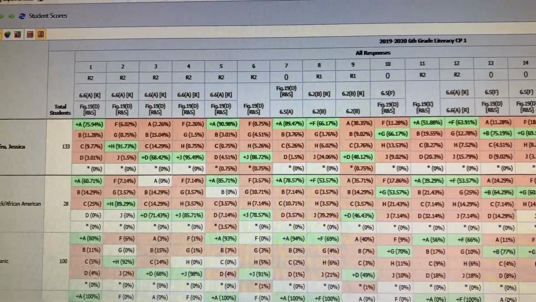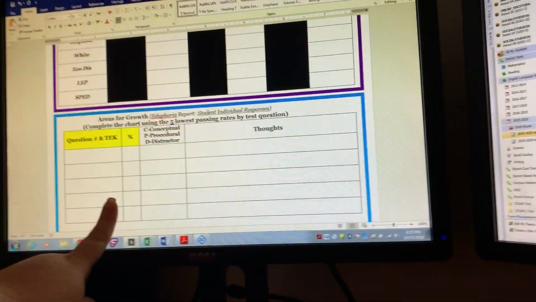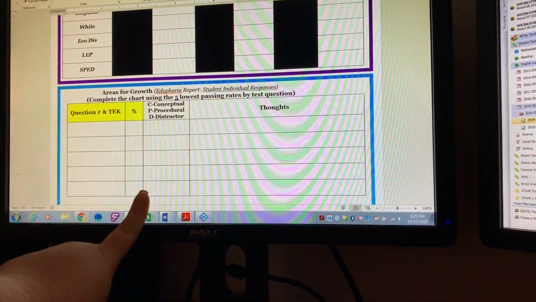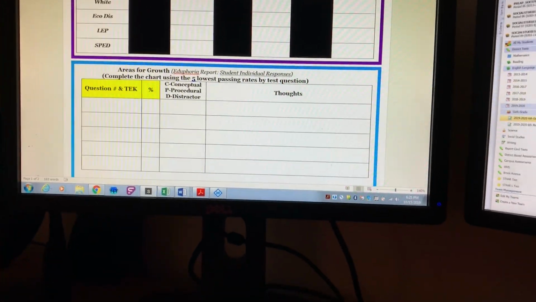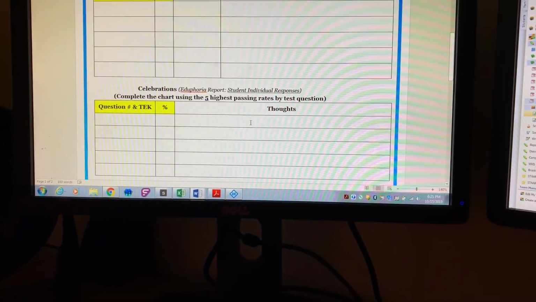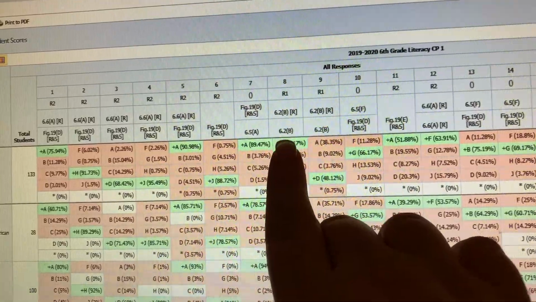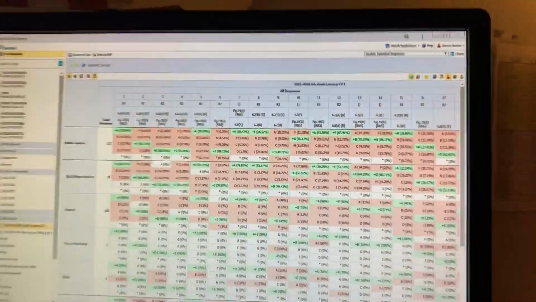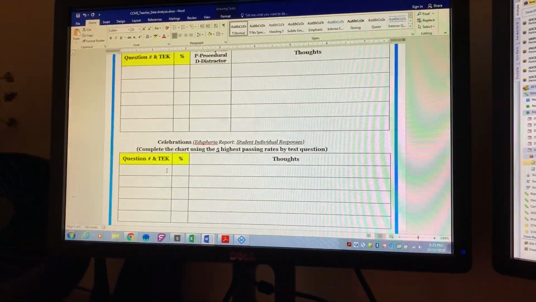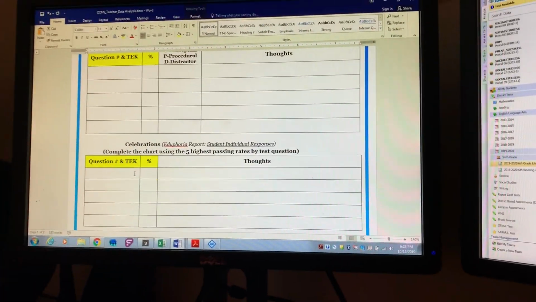So what I would do is go through all of the questions that they were given to find the top 5 lowest questions and the percentage. And then I'm also going to find the top celebrations. So my top 5 highest questions along with the TEK. So I can find the TEK up here right below the question number. So question 8 is 6.2B R, which R means readiness. Okay, so that's where I'm going to find that information. And what I'm filling out prior to coming to PLC is just these yellow sections right here. So the white sections would be what is filled out in PLC with my team.